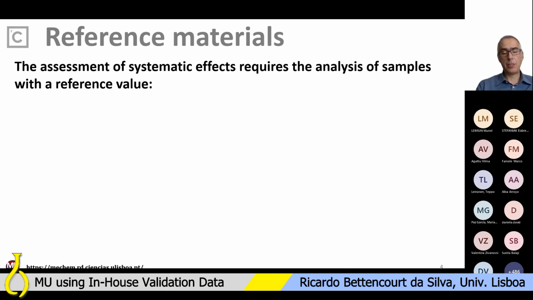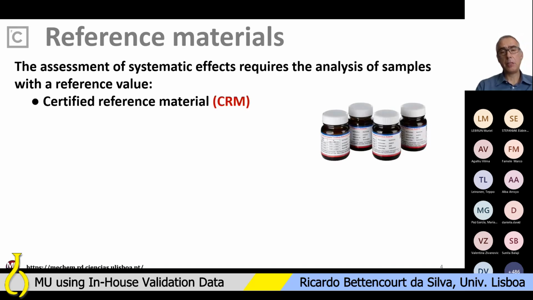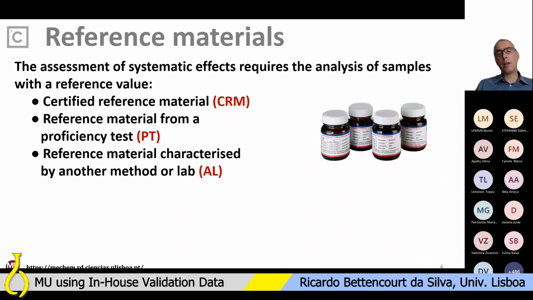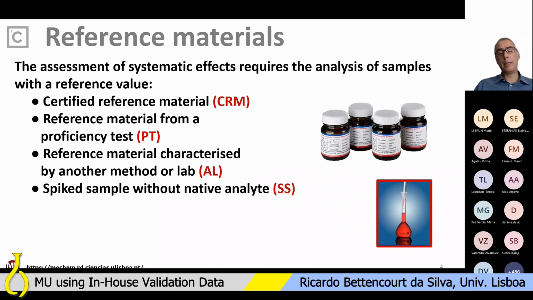And we have different types of such samples, such items, such as certified reference materials. We can also use samples from proficiency tests, which I would say are similar to certified reference materials, except that they are not so stable through time. And we can also have a reference material that was characterized in another lab or using another method, and it will be a reference for the method that is under development.